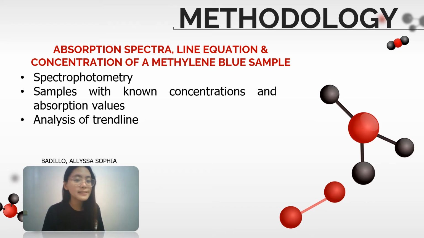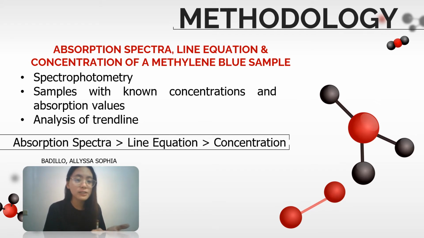To summarize the path that we need to take, we have to first find the absorption spectra of every sample. Secondly, through known concentrations and acquired absorption spectra, we can then create the line equation to correlate the aforementioned variables. And lastly, through our line equation, we can then determine the unknown concentration of the methylene blue sample.